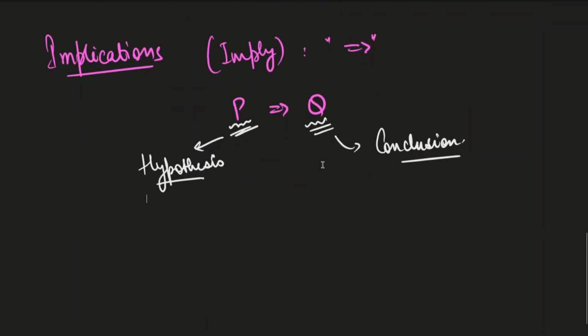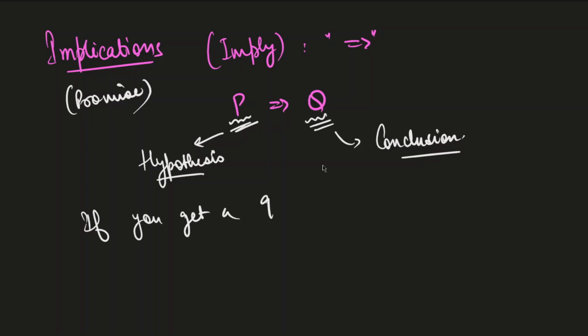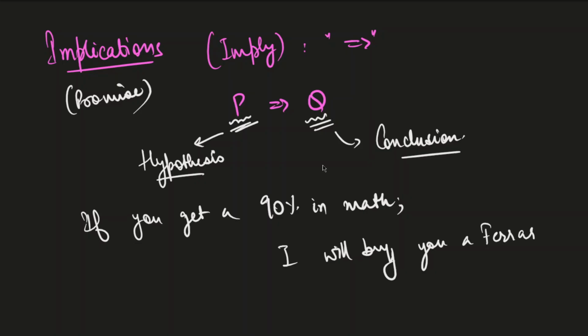The way I like to think of it is as a promise. Say, if you get a 90% in math, I will buy you a Ferrari. I don't have money, but yeah.